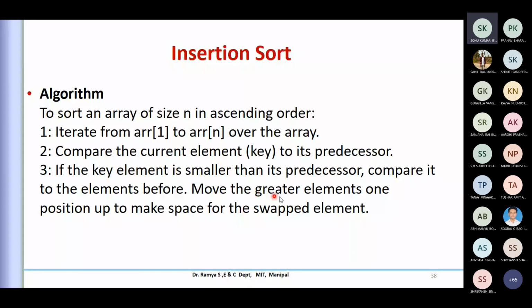Move the greater elements one position up to the next position, to make space for a swapped element. This is the change we see compared to the bubble sort. So we insert the particular element and move the content one position greater in that same order. So that is where the algorithm happens.